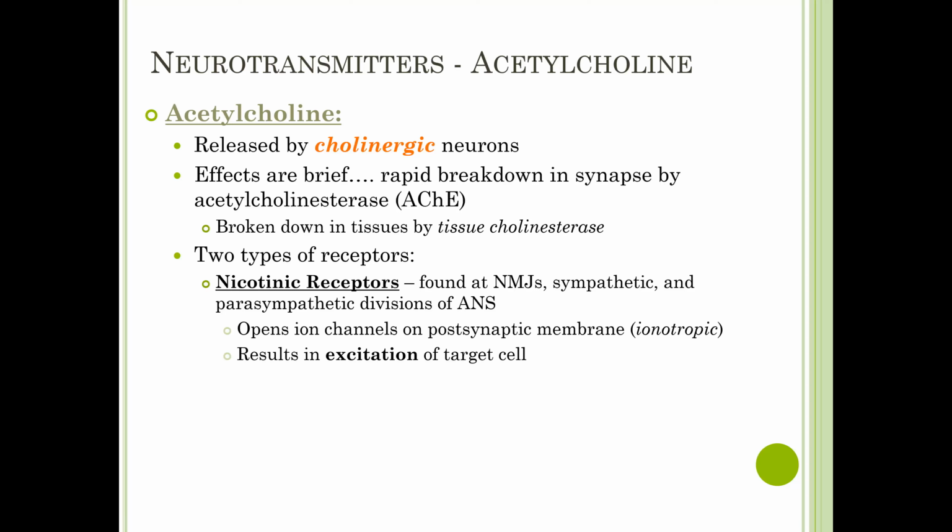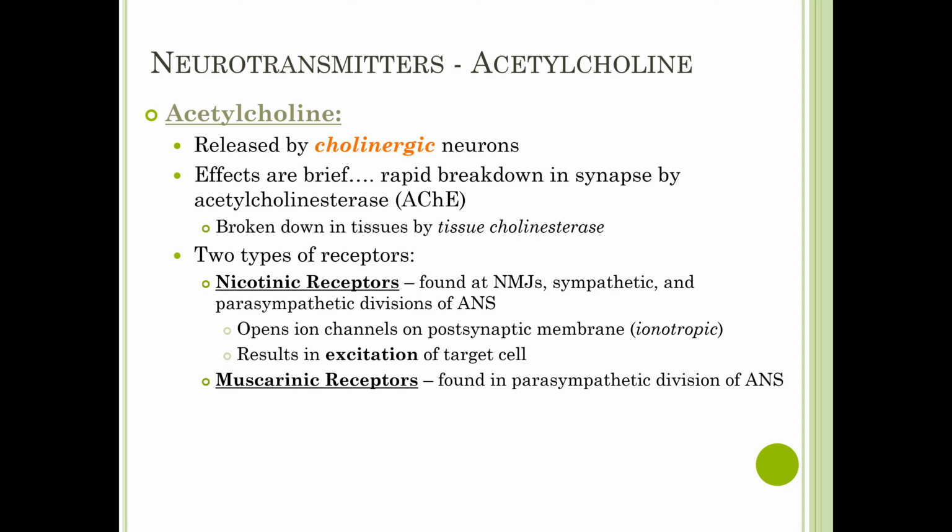So nicotinic receptors do open ion channels on the postsynaptic membrane, and so they have the ionotropic or direct effect. So go back to Chapter 12 to review the different types of neurotransmitter effects. There's two major categories, ionotropic and metabotropic. And so with the nicotinic receptors, just like we saw at the neuromuscular junction, you get excitation of the target cell. So you get a generation of an action potential in the target cell.